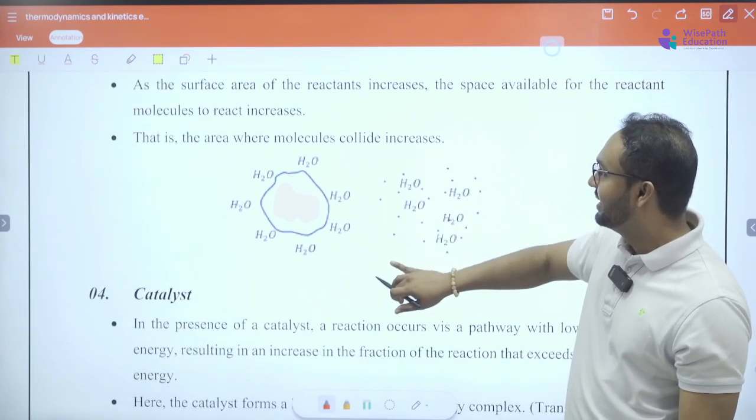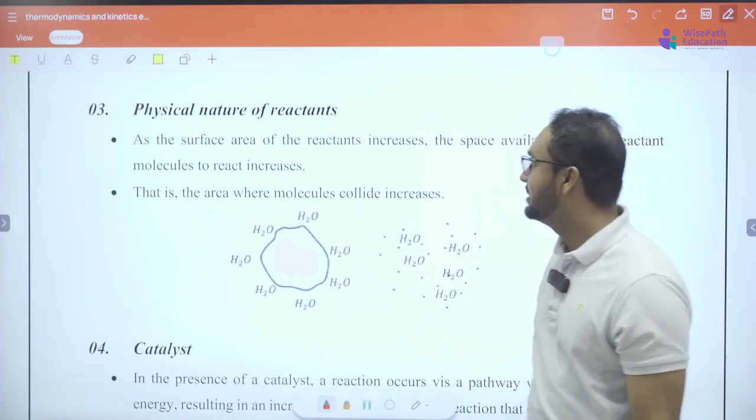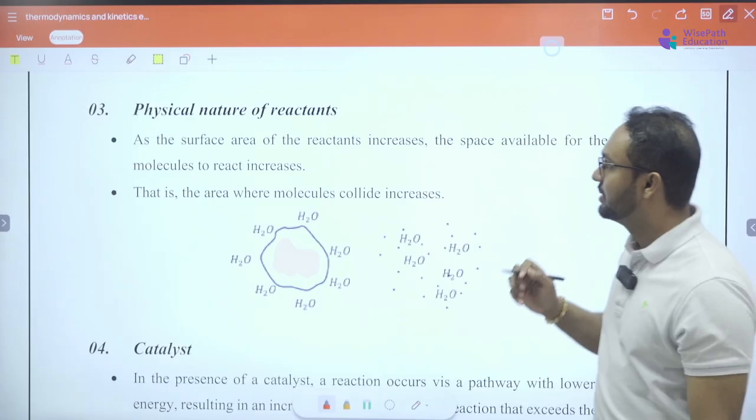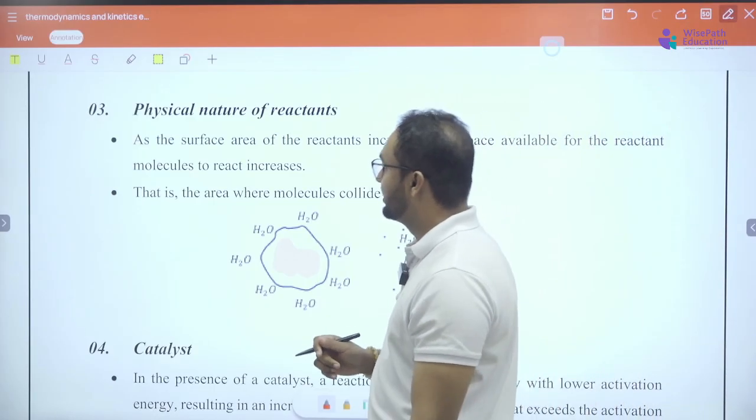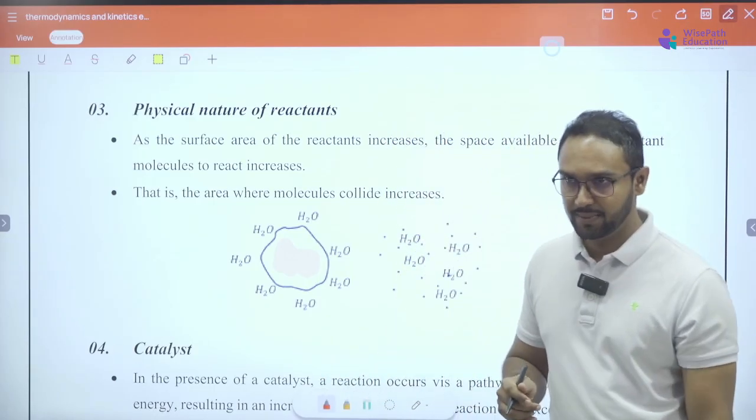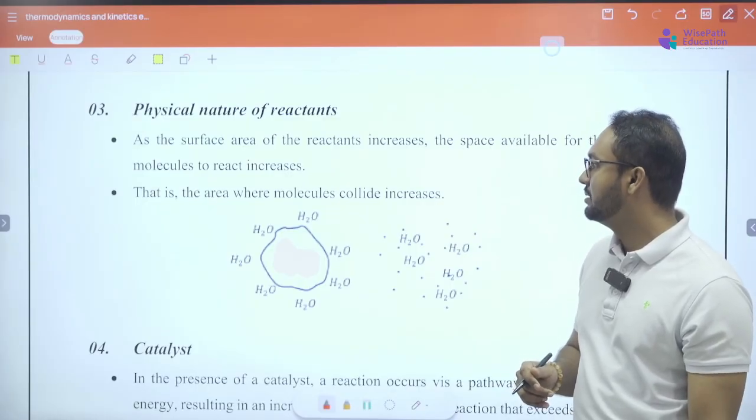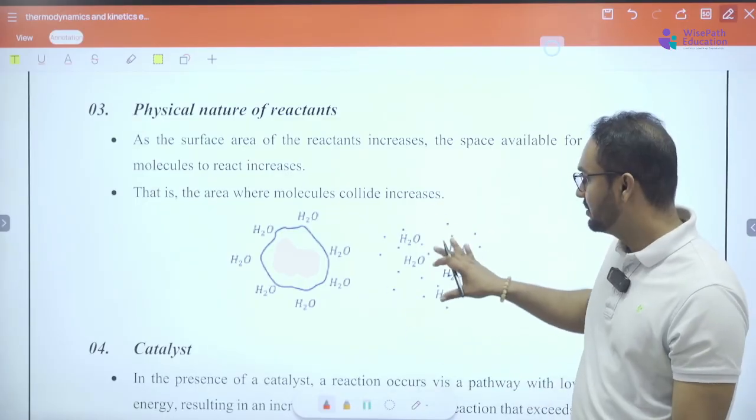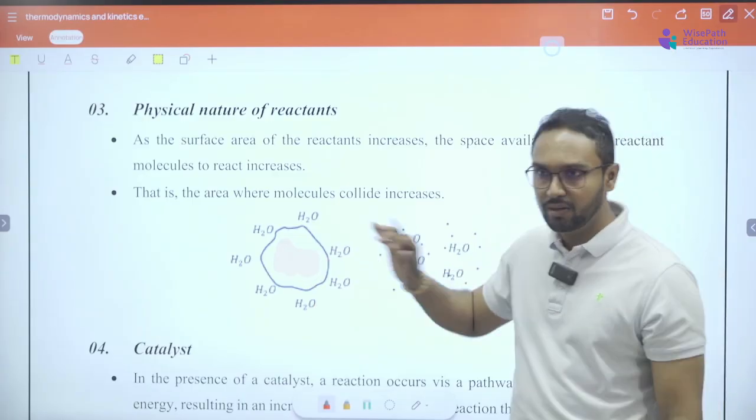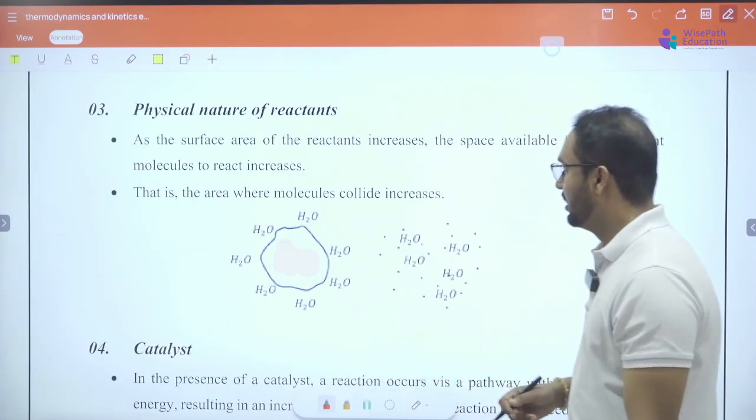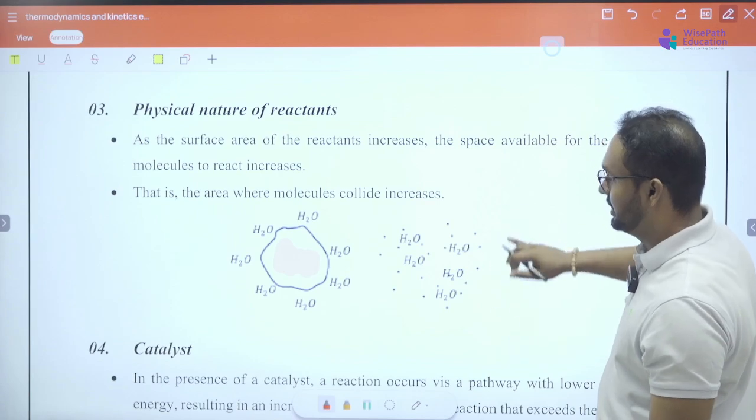Right. බලන්න ඒක, as the surface area of the reactant increases, the space available for the reactant molecules to react increases. That is what happens, right? So that is the area where molecules collide increases, right? මෙතන molecules collide වෙන amount එක මෙතනට වඩා ගොඩක් වැඩි. Get it? Yes. The other thing is catalyst, right?